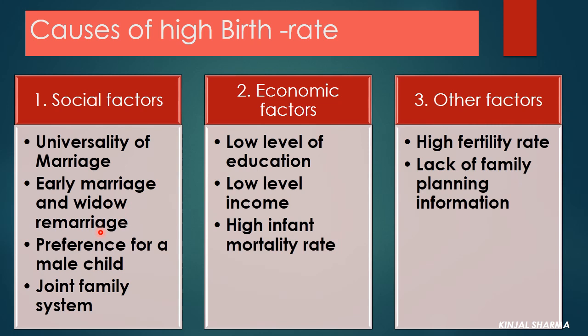The second is early marriage and widow remarriage. As we know, about 40 to 50 years ago, people were married at a very small age, around 12 or 13 years. So child marriage was prevalent in many parts of the country, and still it is there, we can say.